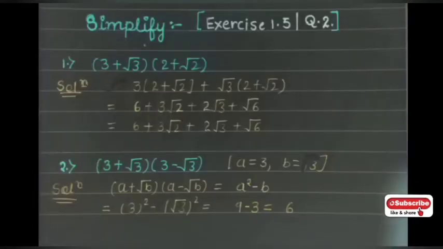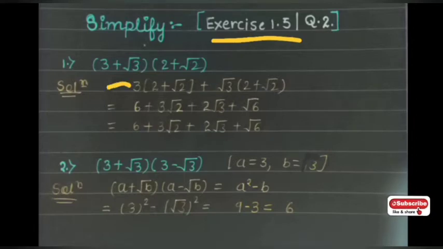These are examples from your exercise 1.5. Here you have to simplify (3 + root 3) multiplied by (2 + root 2). So you have just two different terms, a + root b and x + root y. As I told you, you have to take the first bracket and multiply it to the second bracket. Each term of the first bracket will be multiplied to the whole second bracket. First of all, 3 would be multiplied to 2 + root 2, then root 3 would be multiplied to 2 + root 2.